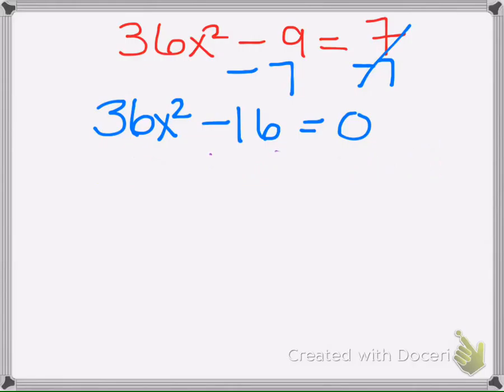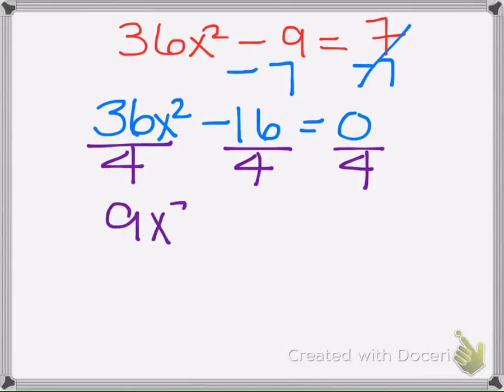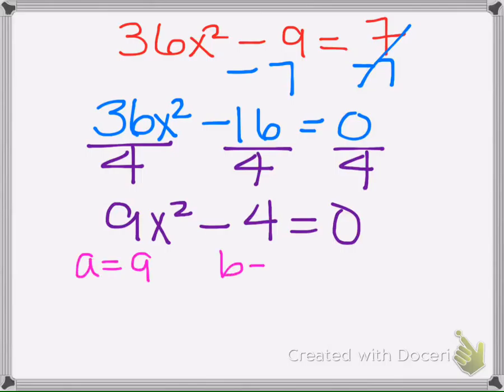So instead, since I notice, remember what you do to one side of the equation, you do to all, I notice that 4 can go into 36 and 16 and 0. So I can divide everything by 4, now making my equation look like this. So now instead, I'm going to plug in 9 for A, 0 for B, and negative 4 for C.